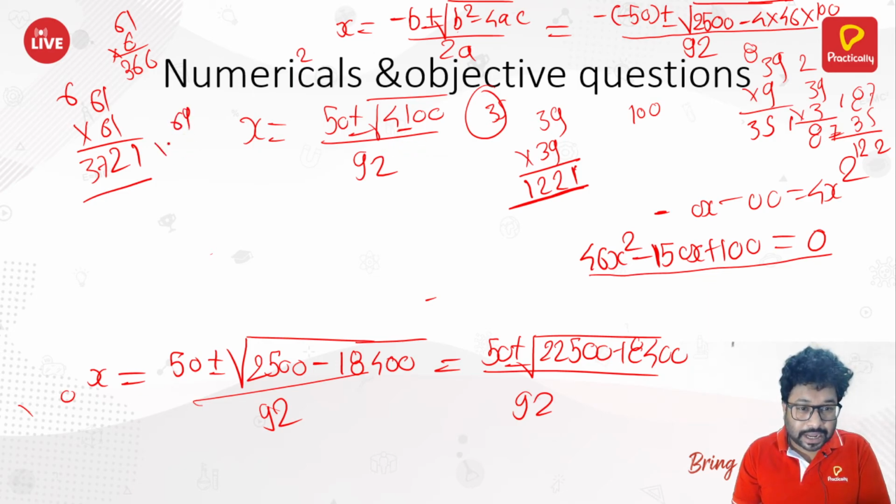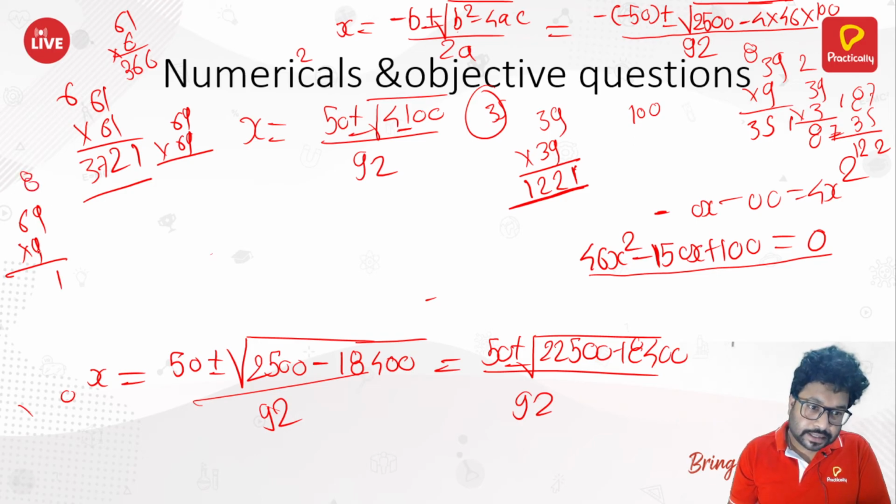It might be 69. Let's see. 69 into 9. 9 nines are 81. You got 1, 8. 9 sixes are 54. 54 plus 8, 62. So you got 621 here.